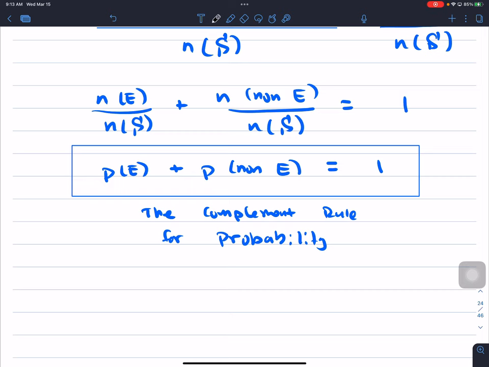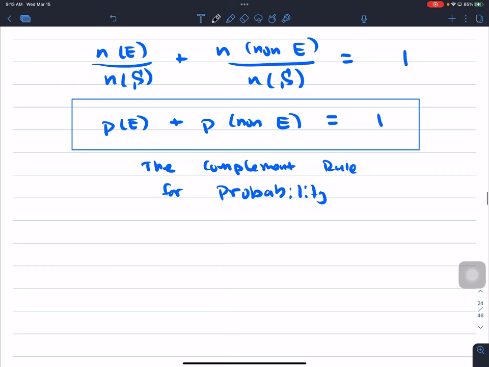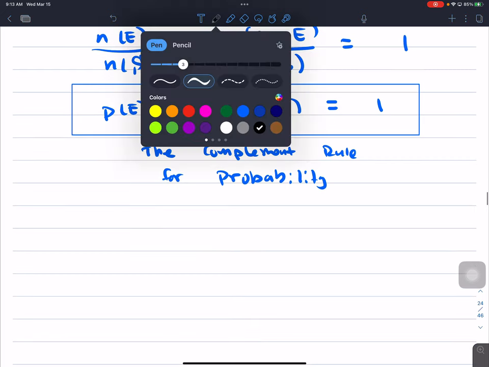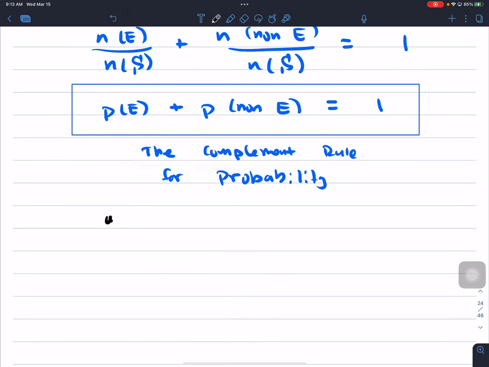Complement rule for probability. You might say, okay, that's fine, but what do you use to answer questions? Well, you're going to use the following version here. The probability of non-E is 1 minus the probability of E.